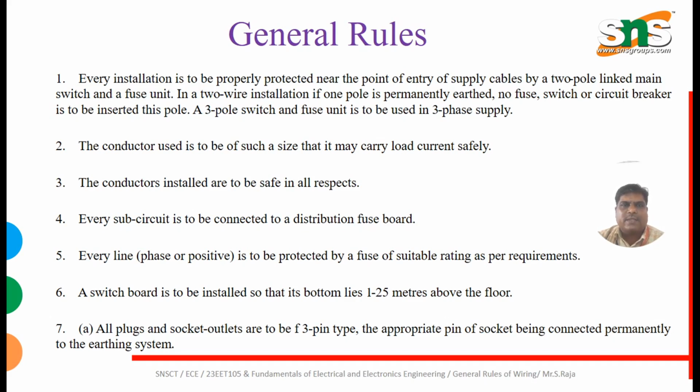Each sub-circuit is to be connected to a distribution fuse board. Every line is to be protected by a fuse of suitable rating as per requirements. You can see this fuse in your laboratory. A switchboard is to be installed so that its bottom line is 1.25 meters above the floor. All plugs and socket outlets are to be of the 3-pin type, the appropriate pin of the socket being connected permanently to the earthing system.